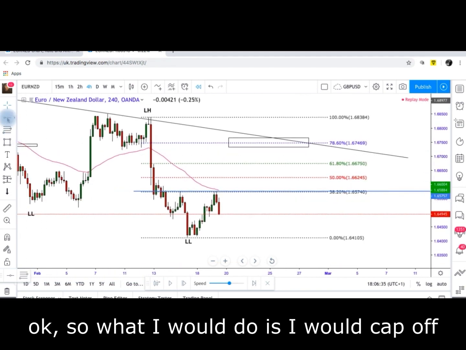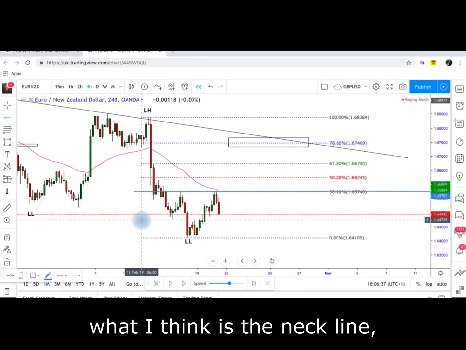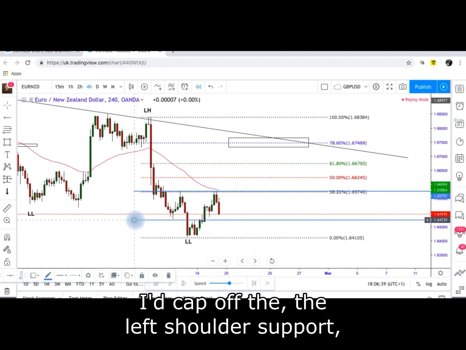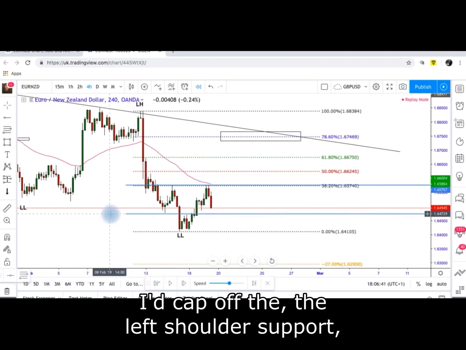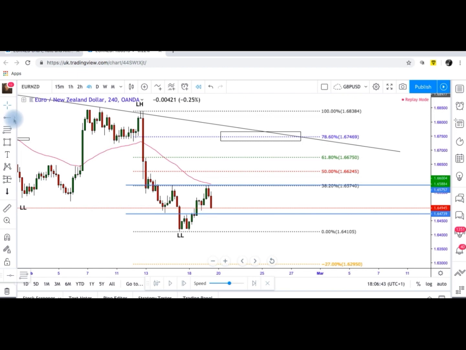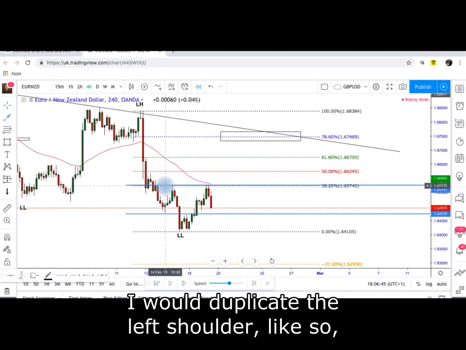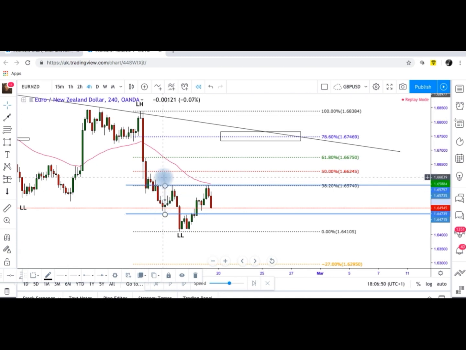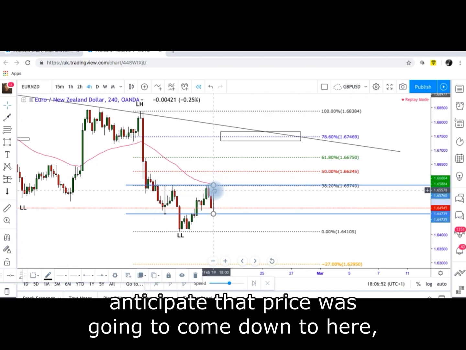Okay, so what I would do is I'd cap off what I think is the neckline. I'd cap off the left shoulder support. I would duplicate the left shoulder, like so. Anticipate the price was going to come down to here.